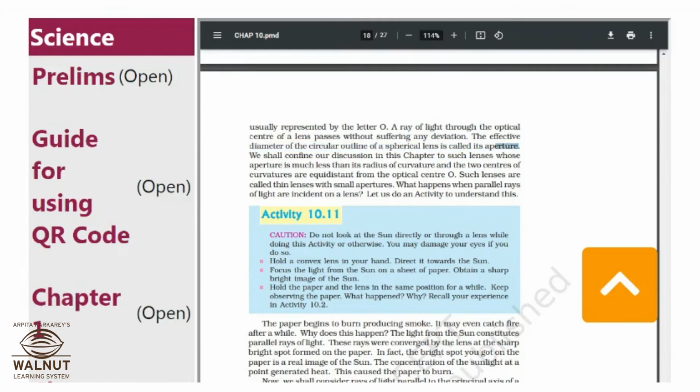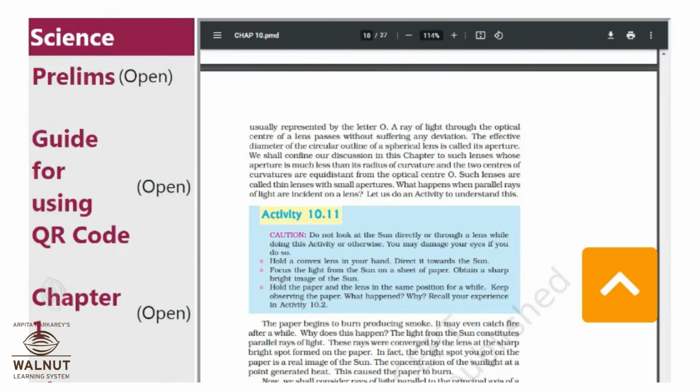Got it? The effective diameter of the circular outline of the spherical lens is called its aperture. There is one more definition here. Afterwards you can write it down. The effective diameter of the circular outline of the spherical lens is called its aperture. Aperture means the diameter of that particular lens. Got it?